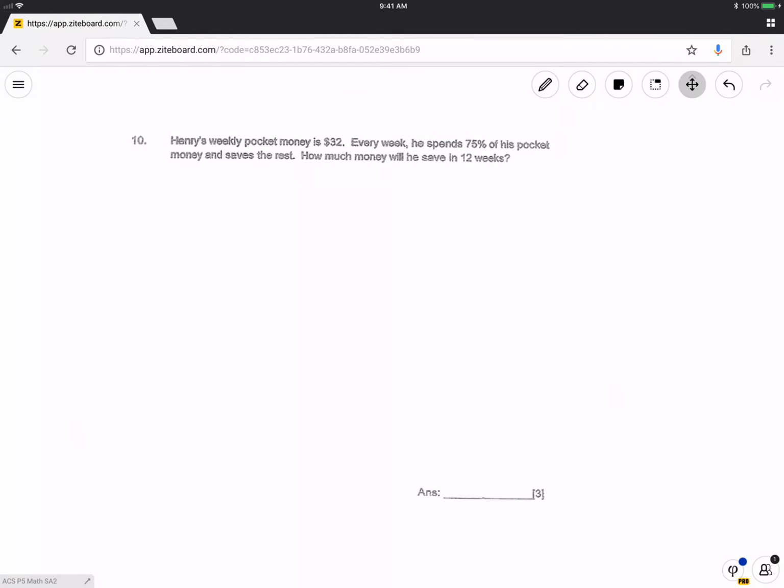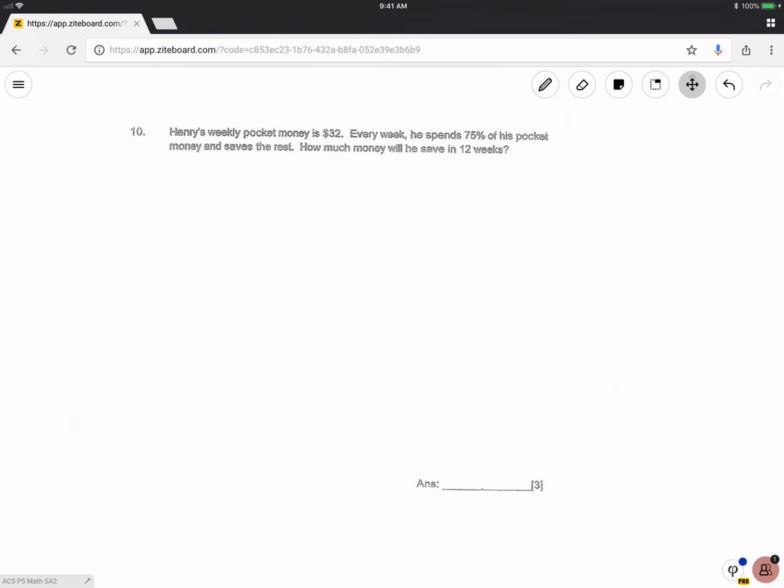Henry's weekly pocket money is $32. Every week he spends 75% of his pocket money and saves the rest. How much money? Okay, so 1 quarter, $8 times 12, 96.